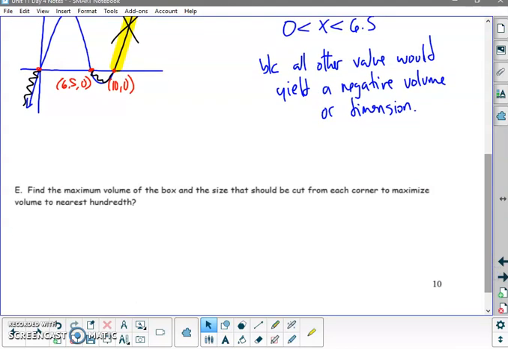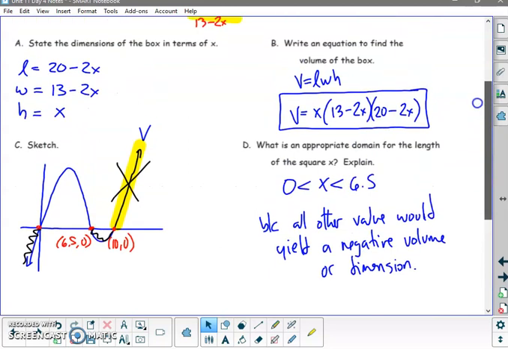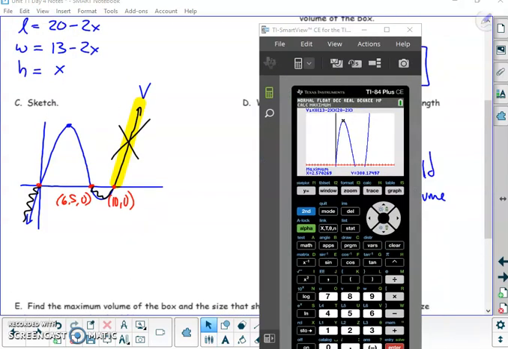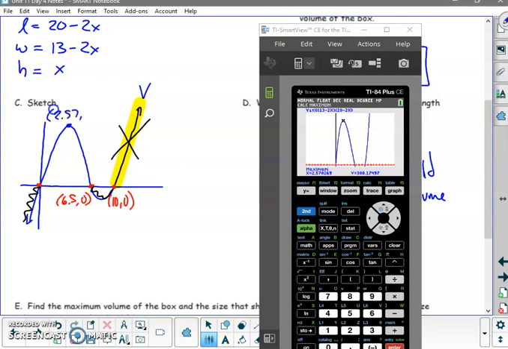Okay, moving on. It says find the maximum volume of the box and the size that should be cut from each corner to maximize, to the nearest hundredth. So obviously I need to find that relative maximum. So we'll go back to our calculator, second calc, maximum, hit 4, and I move my cursor over here. Enter, right bound, enter, and back, enter. So it says here 2.57 and 300.17.